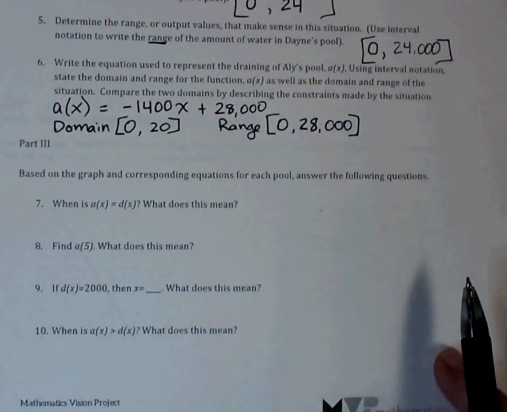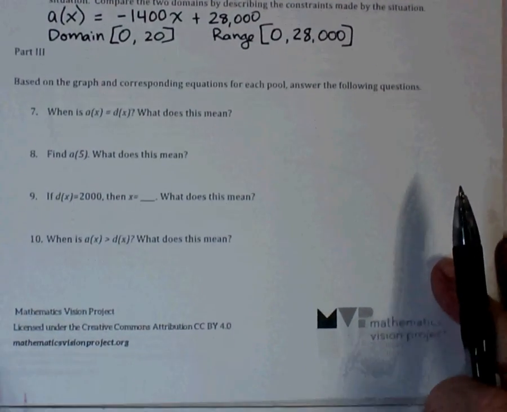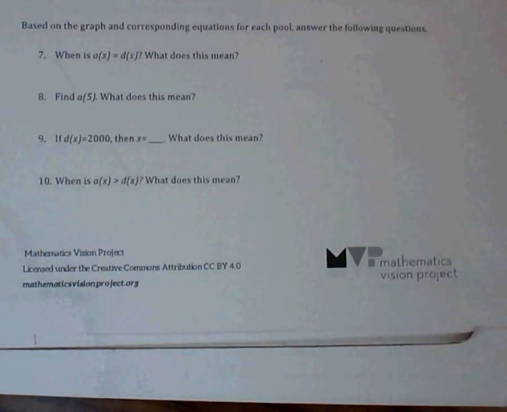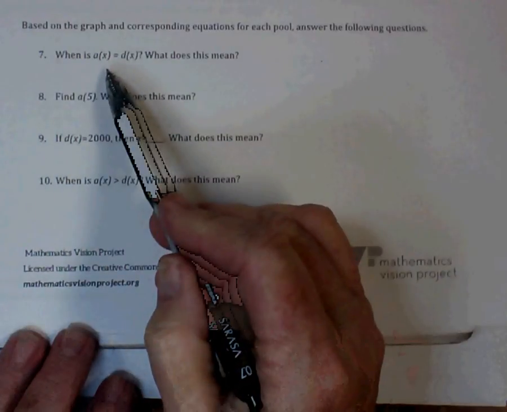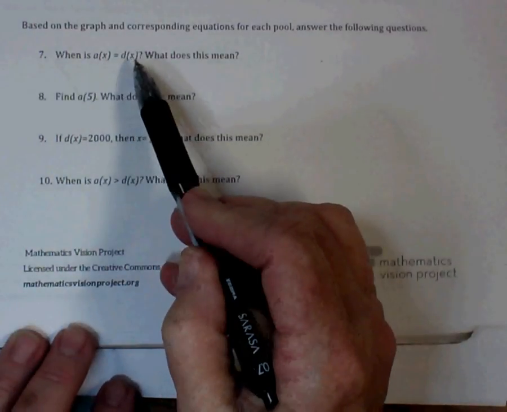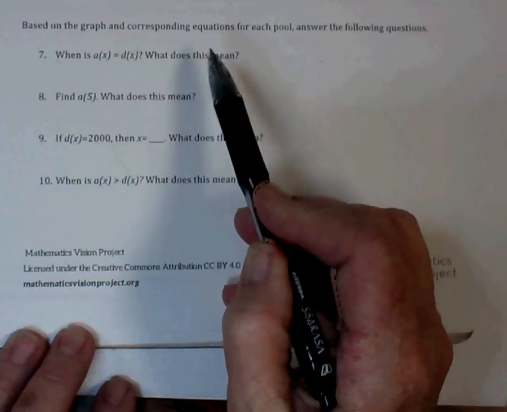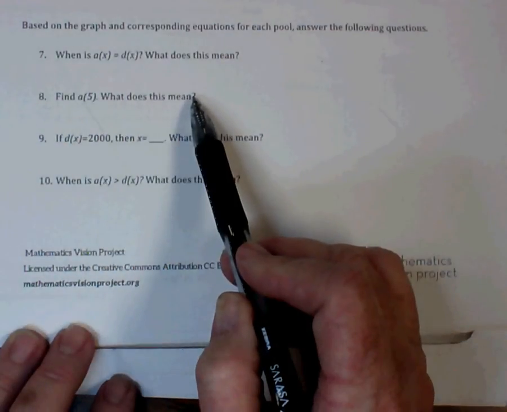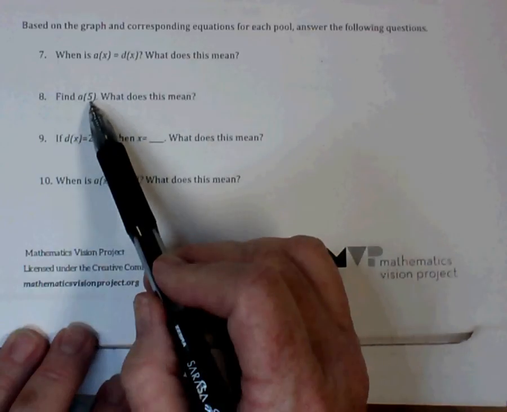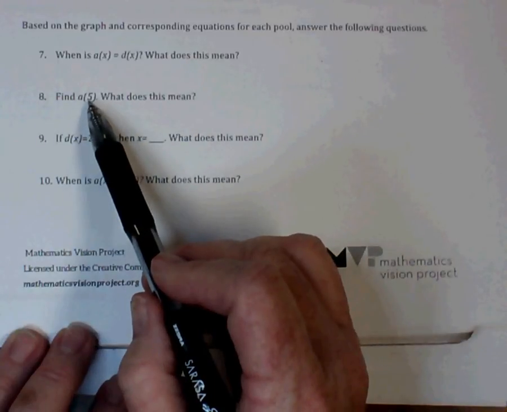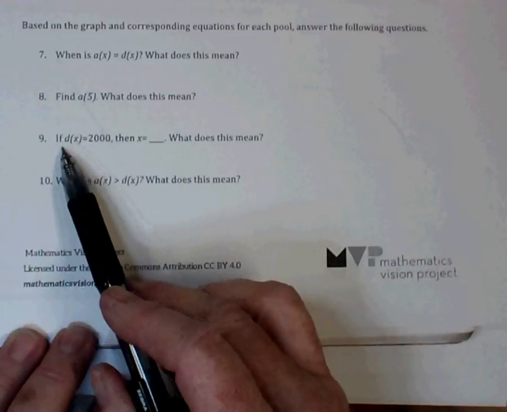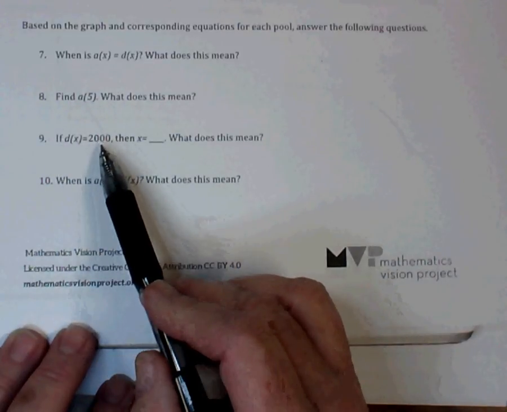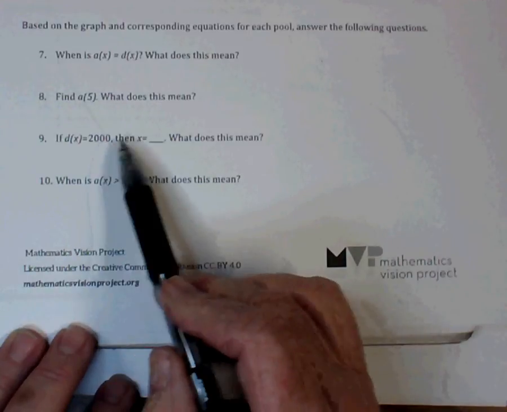All right, so for part 3, we're going to go back to this idea that they intersect. When do they intersect? When does A of x equal D of x? And what does this mean? Then they want us to find A of 5, and what does this mean? So we're putting a number in here for x. Then they ask, well, what if D of x equals 2,000? So that means 2,000 gallons. What is x going to be?